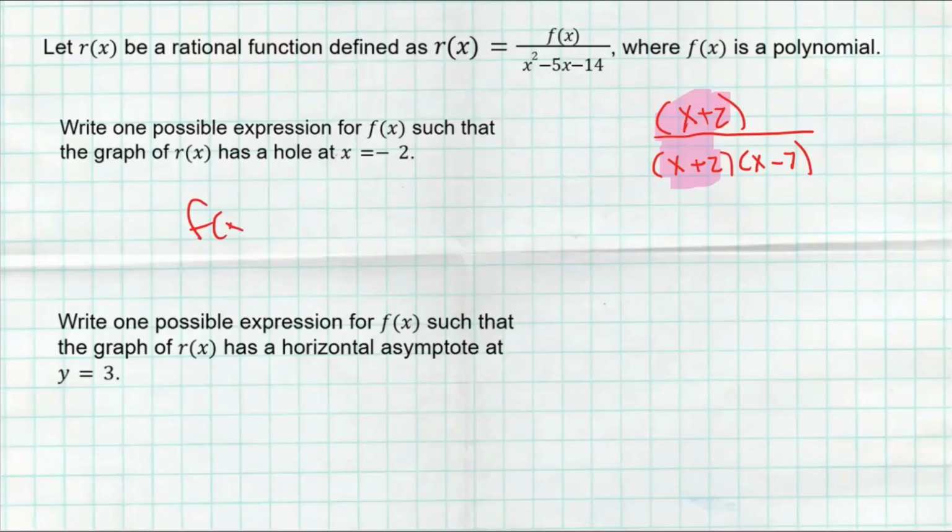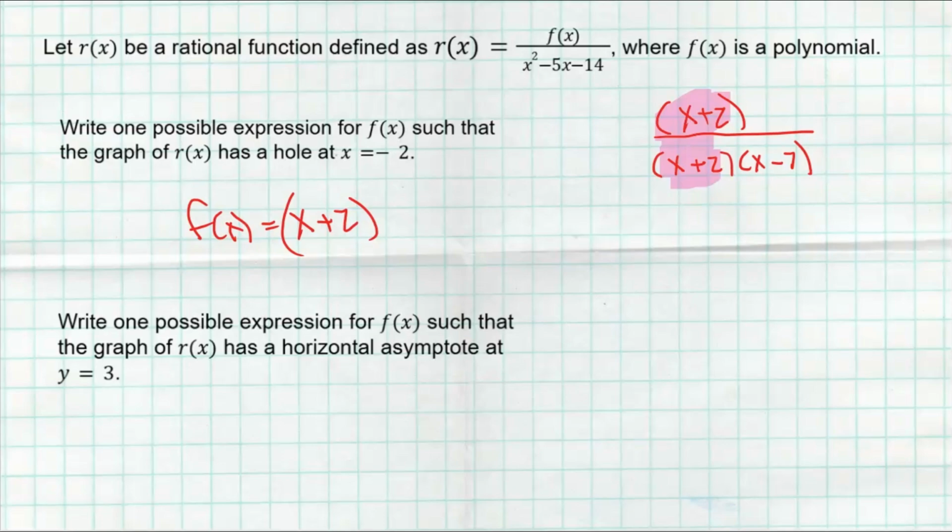So f of x can be x plus 2. You could add other factors to it, or multiply by a constant. That's not going to affect the fact that there's a hole at negative 2. Just don't add an x minus 7. But I guess technically you could put an x minus 7 as well. That would produce 2 holes, and it doesn't necessarily say it doesn't have 2 holes, but we know that there has to be a hole at negative 2. So I have to have a numerator with an x plus 2 factor for sure.